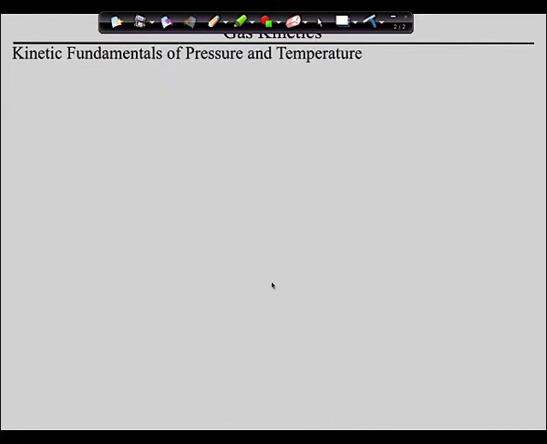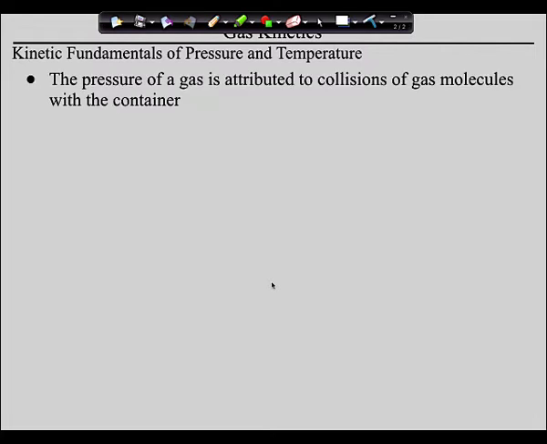We need to take our understandings of this idea of kinetic theory, and we need to bring this full circle and put it in the context of Boyle's and Charles' law. So guys, let's make the connection back to pressure. We've already talked about temperature, volume we understand. Let's bring in the idea of pressure.